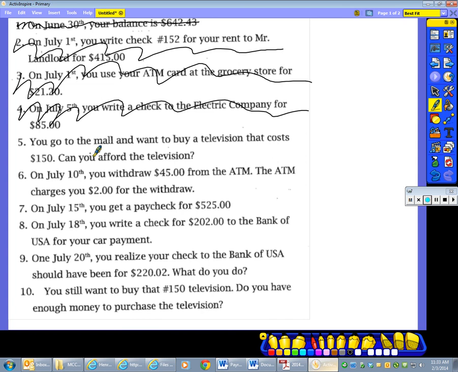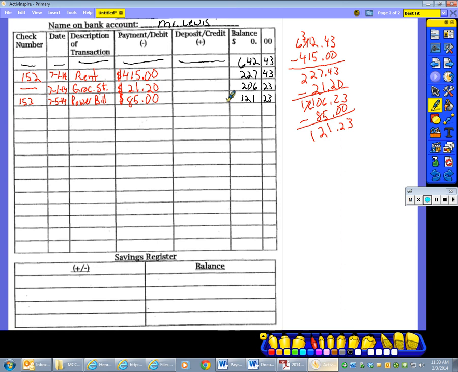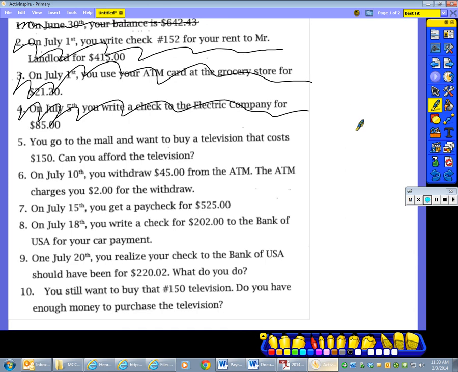I've done that. You go to a mall and you want to buy a television that costs $150. Can you afford this television? Let me take a look. Can I afford the television for $150? No, I cannot, because I only have $121. All right, I guess I don't get a television this month. On July, I'm going to cross this out because I've already done it.